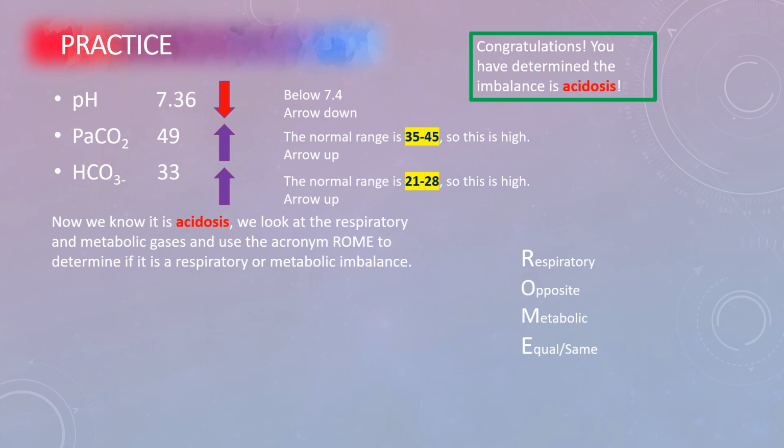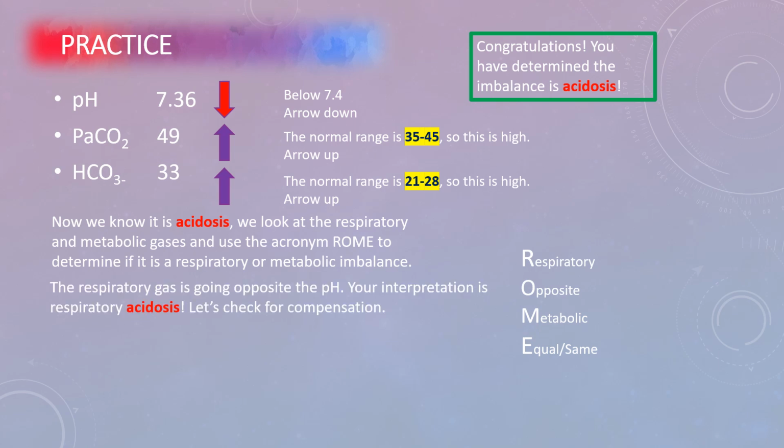Now we're going to use the acronym ROME. It is a respiratory problem if the respiratory gas goes opposite the pH. It is a metabolic problem if the metabolic gas goes equal or the same direction as the pH. The respiratory gas is going opposite the pH. Your interpretation is respiratory acidosis.